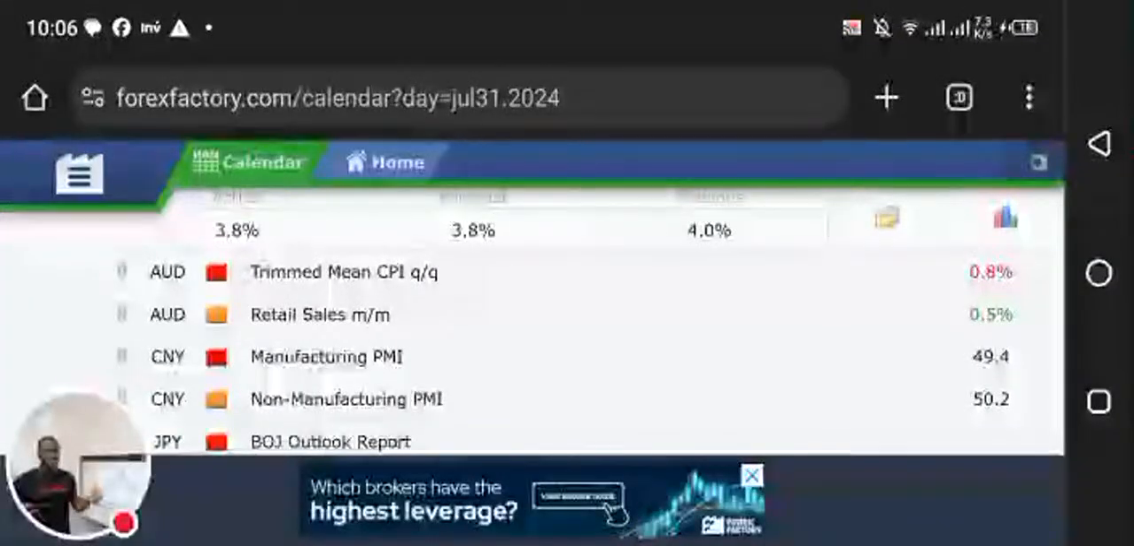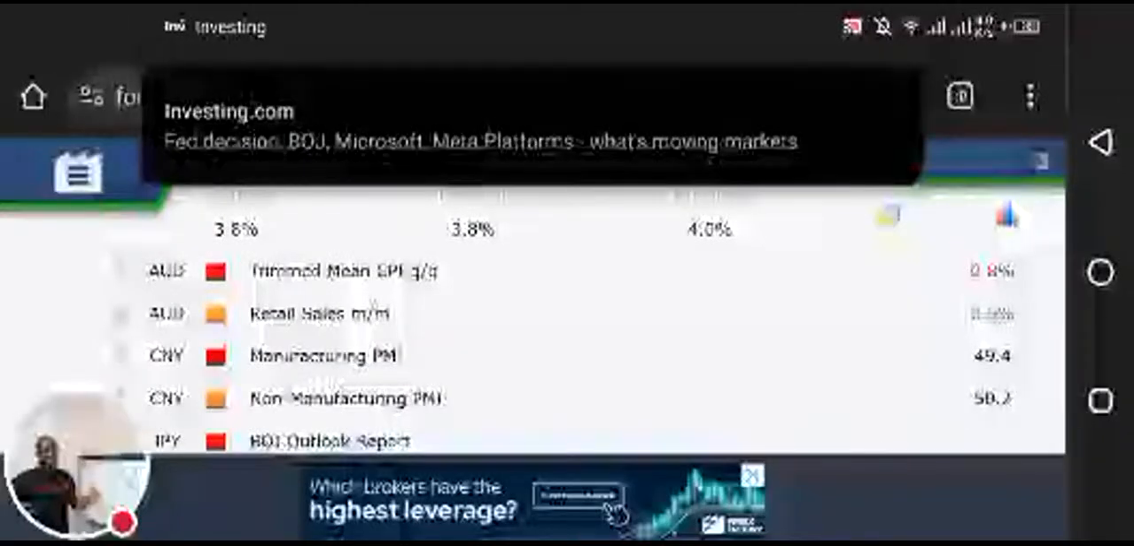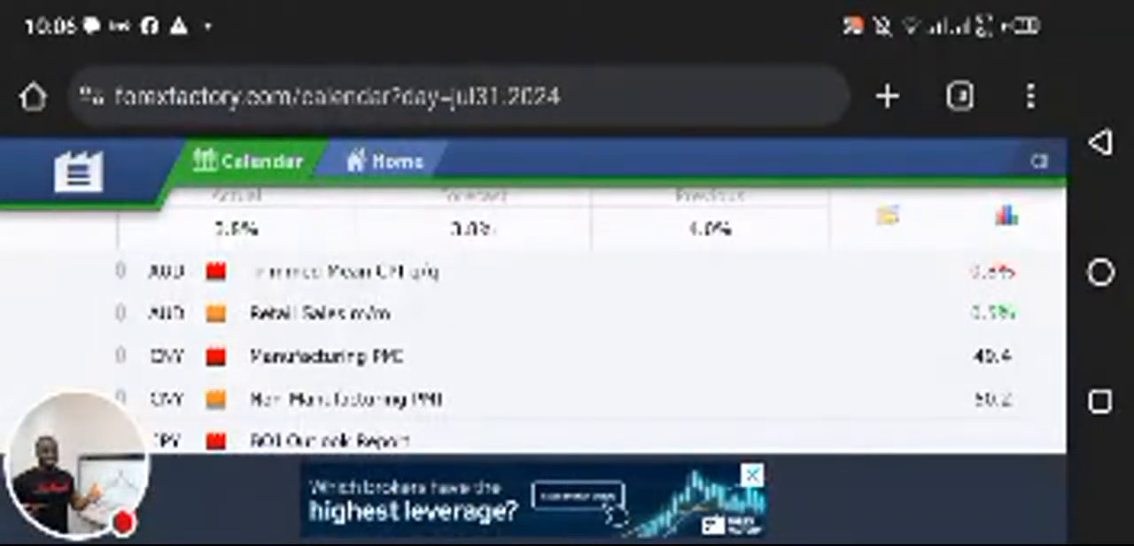If you check the Australian dollar, we'll see it in a few minutes, immediately the news got released, the Australian dollar went bearish. It went bearish, I think over 40 pips or so. We'll confirm that on the chart in a few minutes. It went bearish because the data that was released was negative for the Australian dollar.